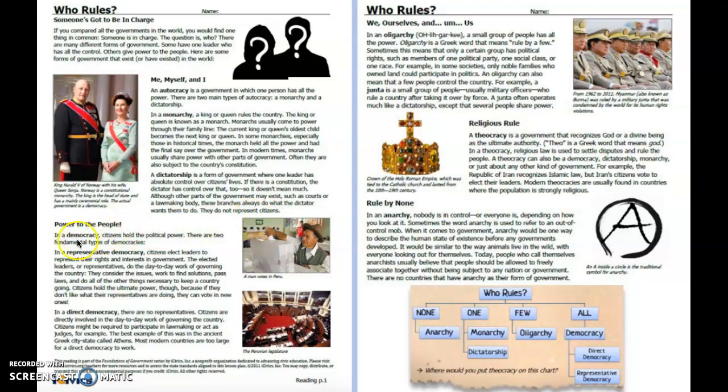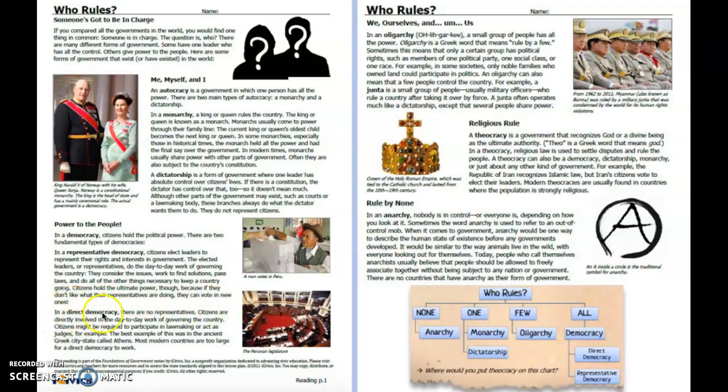Power to the people. In a democracy, citizens hold the political power. There are two fundamental types of democracies. In a representative democracy, citizens elect leaders to represent their rights and interests in government. The elected leaders or representatives do the day-to-day work of governing the country. They consider the issues, work to find solutions, pass laws, and do all of the other things necessary to keep a country going. Citizens hold the ultimate power, though, because if they don't like what the representatives are doing, they can vote in new ones.